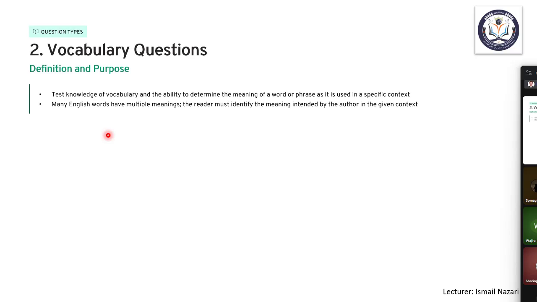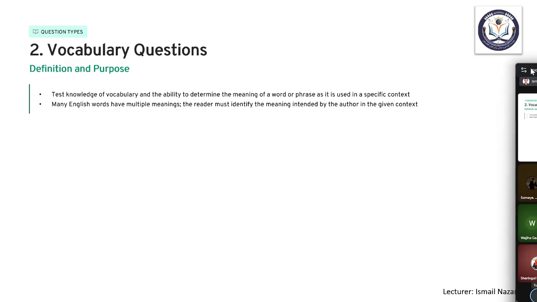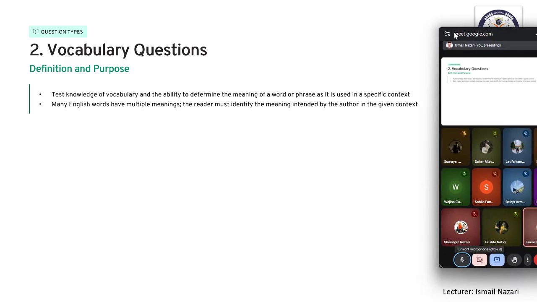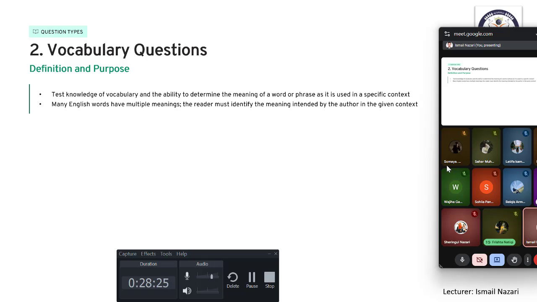So let's get into the next question type, which is vocabulary question. Let me have your idea. What does the vocabulary question ask? What it asks? Yes, Miss Ferishta.